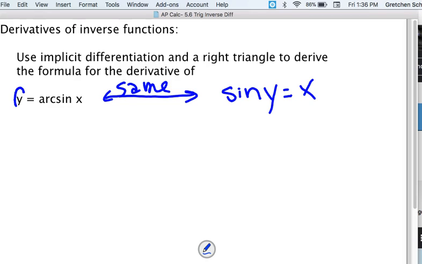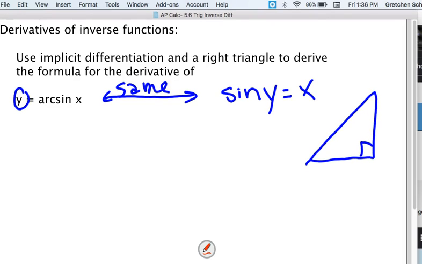So this is your angle. The sine of some angle is y. The sine of y is that. Use this to make your triangle. So it's the same. Arc sine, we're just rewriting it as a sine.